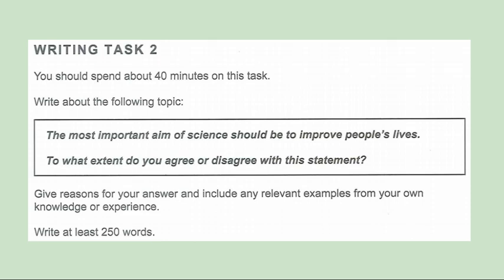So from IELTS Book 18, writing test 1, task 2 says you should spend about 40 minutes on this task, write about the following topic. Then there's a question in the box, and then give reasons for your answer and include any relevant examples from your own knowledge or experience. Write at least 250 words.